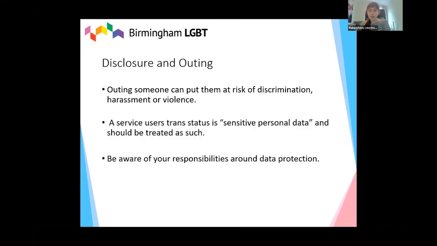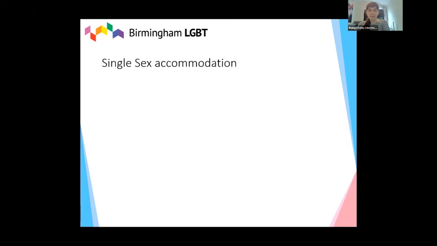It's not always apparent that a person is trans based on their appearance, and someone's transgender status is sensitive personal data for data protection purposes, similar to any other information that might be on someone's medical records, for example. This information must be used and accessed lawfully, fairly, only when necessary and with explicit consent. All staff should be aware of their responsibilities around data protection.